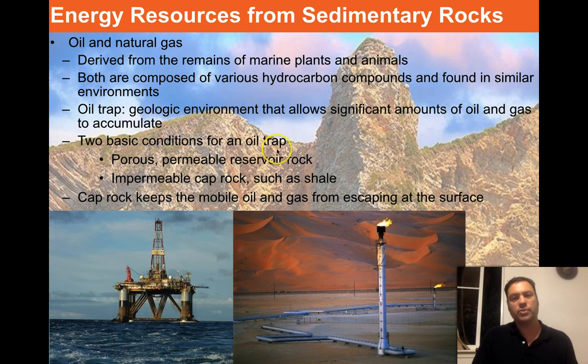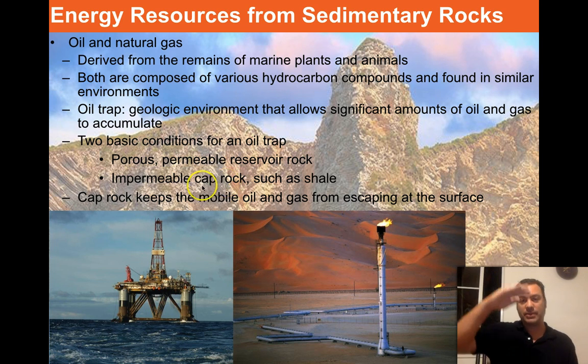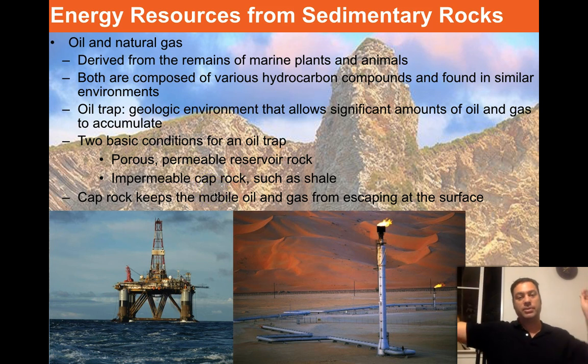There are two conditions for an oil trap. It has to have porous, permeable reservoir rock, and it also has to have an impermeable cap rock, such as a shale. So the reservoir rock is what holds the oil in it. And the cap rock is the stuff that keeps it from coming all the way up to the surface. If you don't have an impermeable cap rock, then the oil just goes right up to the surface and it gets destroyed by the weathering environment at the surface of the earth. So it needs to get trapped down below.